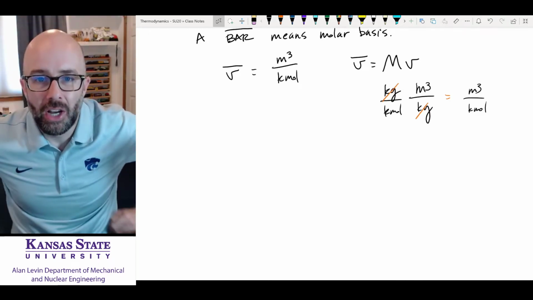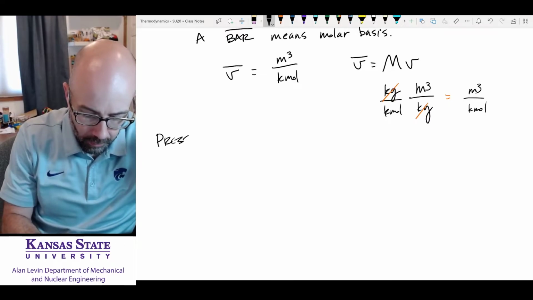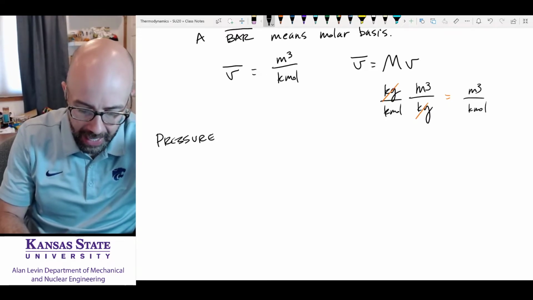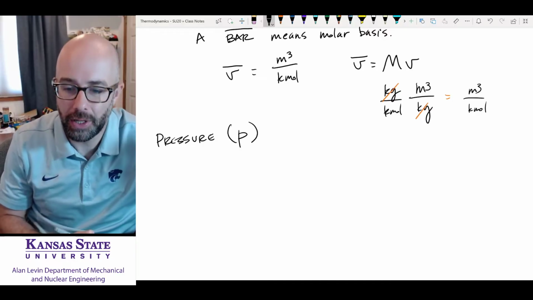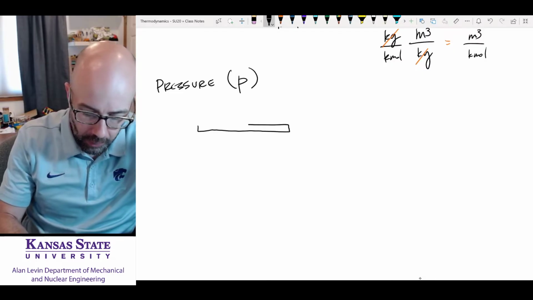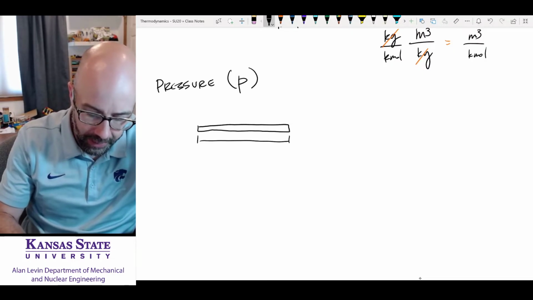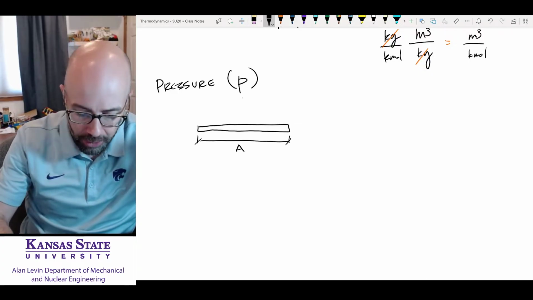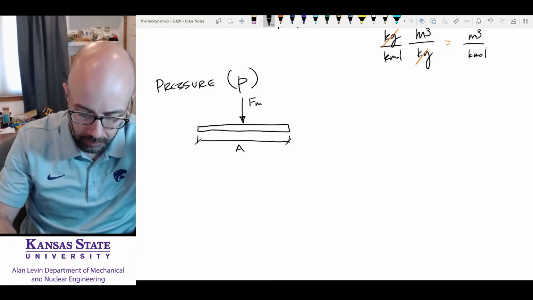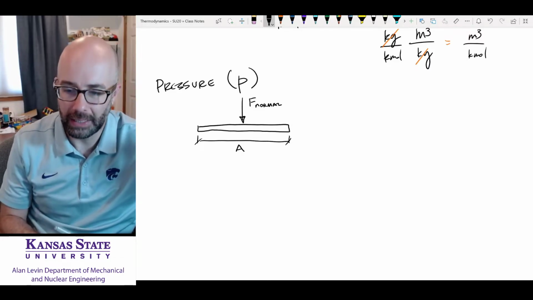Okay, the next thing we have to talk about is pressure. Pressure is going to be a lowercase p that we're going to use here. And to discuss pressure, we need to look at an area. So here I'm going to draw an area, the surface area that I'm looking at. Okay, and you're going to look at the normal force acting on that area.